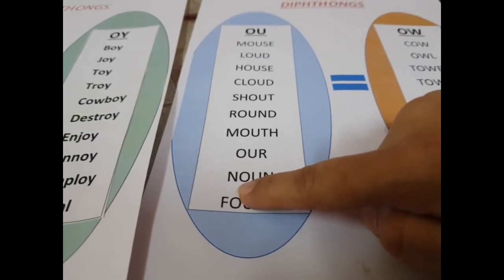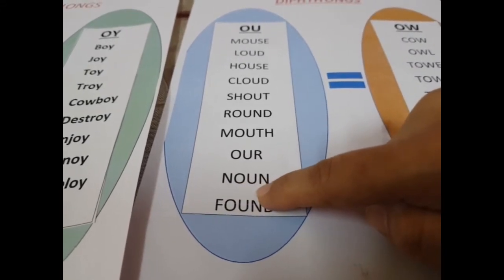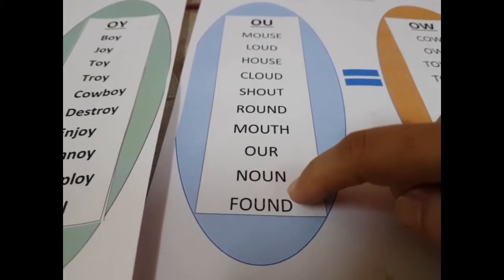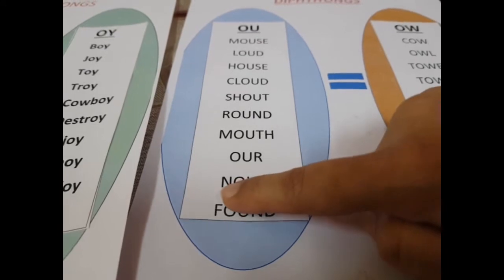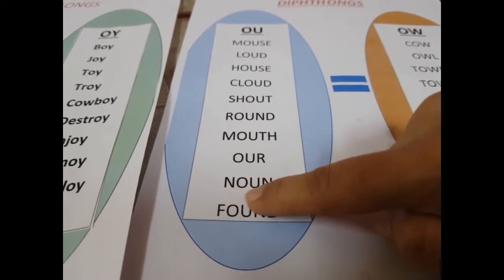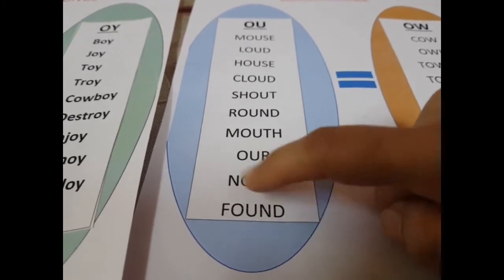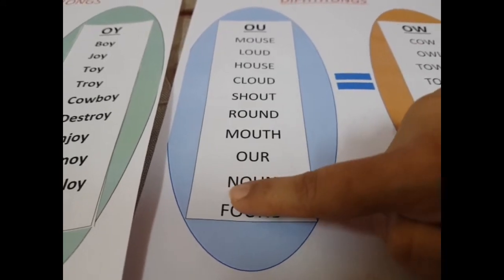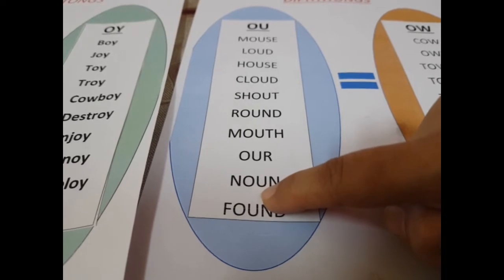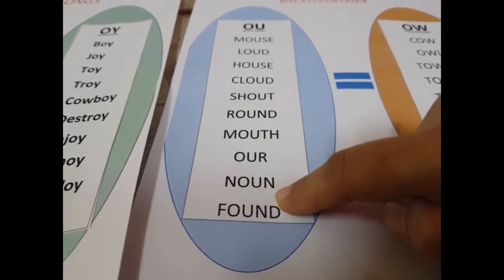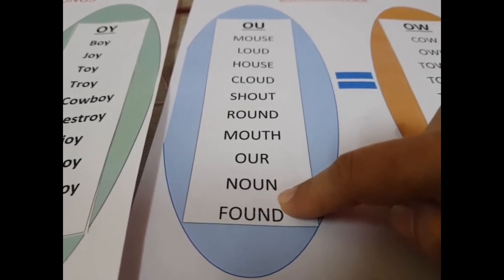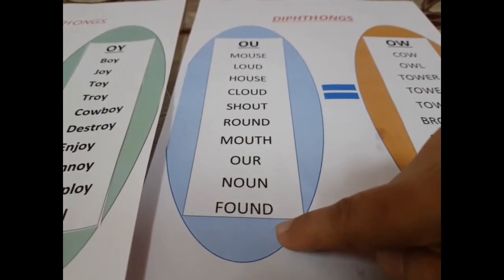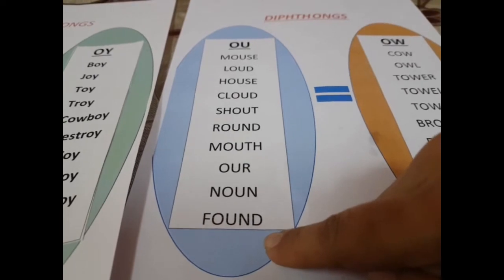What is the sound of N? N. Say loudly, Filza. What is the sound of OU? Ow. And the sound of N? So NOUN. Start with the N sound here. NOUN. Look here. The sound of N. The sound of OU. Ow. And the sound of N. So NOUN. FOUND. Found. Very good.